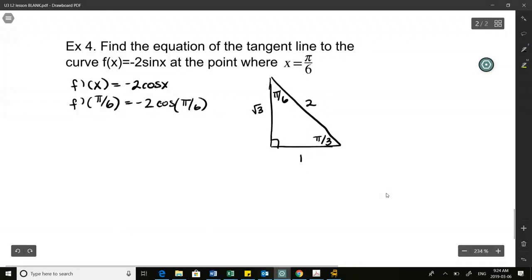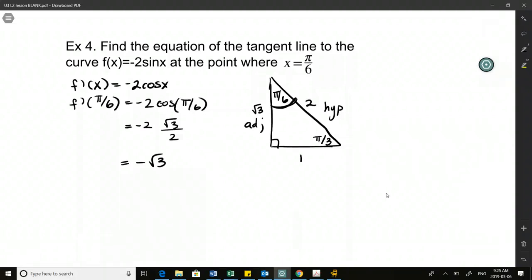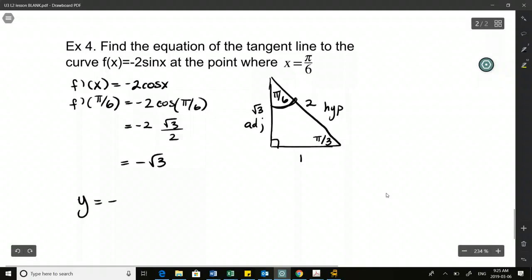Okay, what is the cos of pi over 6? So this is the reference angle. So this is adjacent to the reference angle, and this will be hypotenuse. So it will be root 3 over 2. And the 2's cancel, so we're just left with negative root 3. Okay, that is our m. That's our slope in our equation for our tangent line.